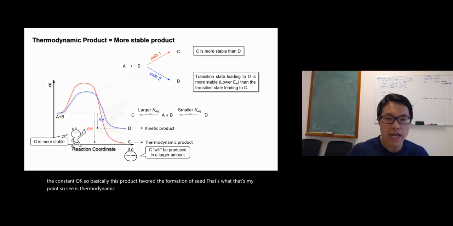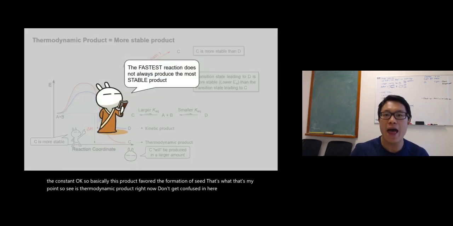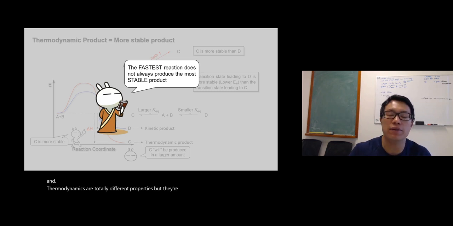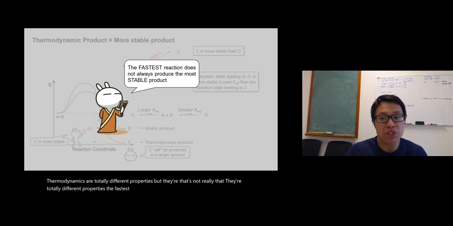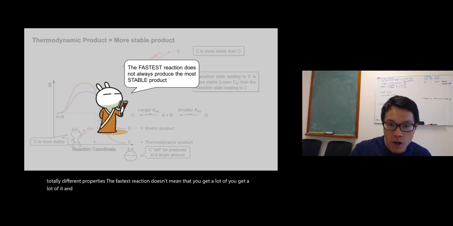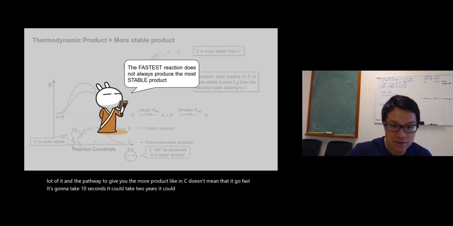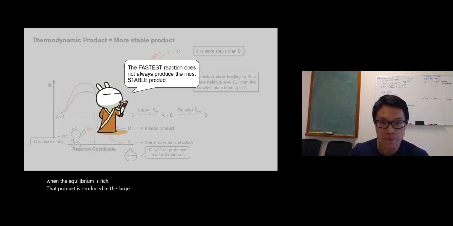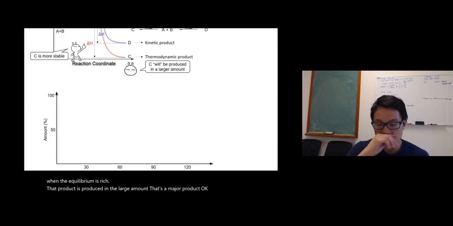Now, don't get confused here. Kinetic and thermodynamic are totally different properties. The fastest reaction doesn't mean that you get a lot of it, and the pathway that gives you more product, like C, doesn't mean that it goes fast. It could take 10 seconds, it could take 2 years, it could take a million years. But eventually, when equilibrium is reached, that product is produced in a large amount. That's the major product.